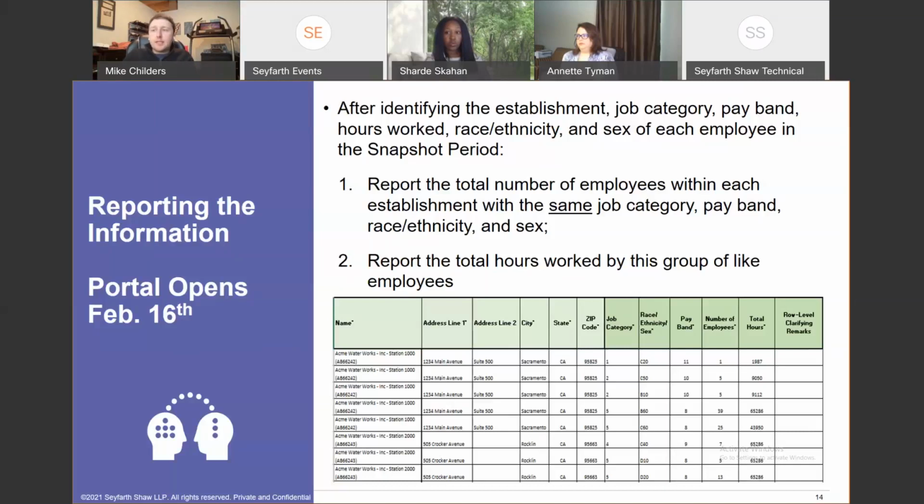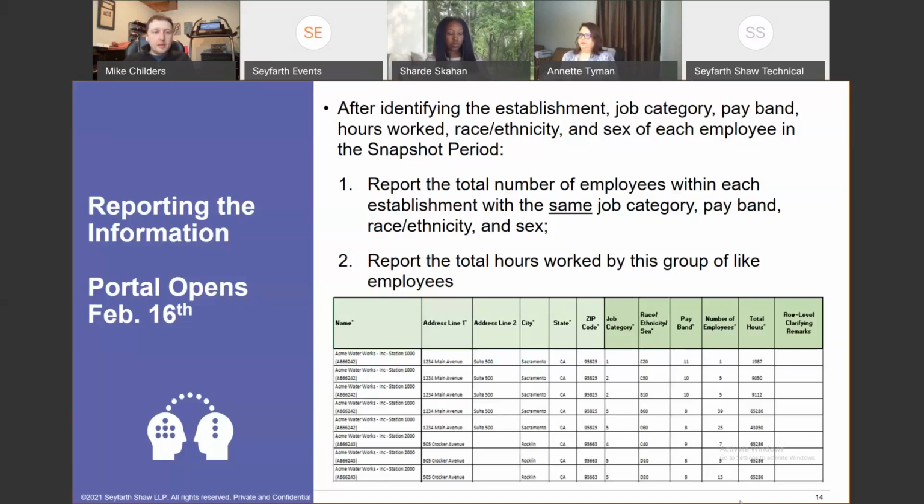So let's say, for example, that you have 3 African-American female professionals within an establishment, all of whom are working 40 hours a week. In that total number of employees column, you would report 3, and in that total hours column, you would report 2080 times 3, so 6,240 is what you would report in that total hours column.